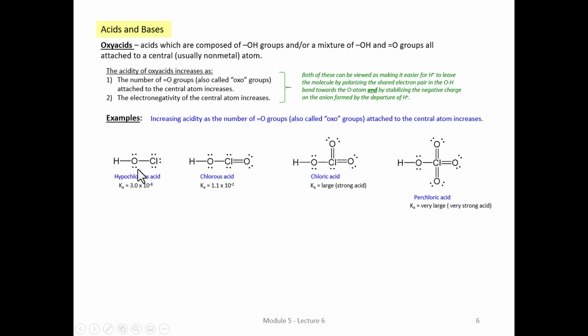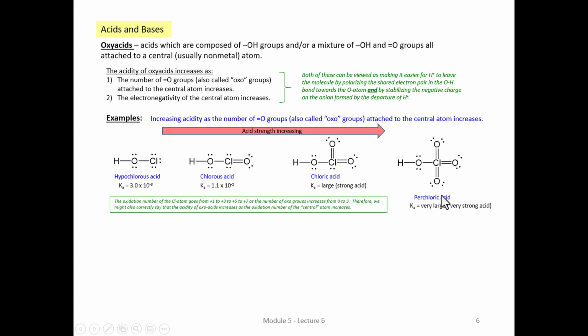So what's changing as we go through this series? Well, you can see the number of oxo groups is increasing. So hypochlorous acid has no oxo groups. Chlorous acid has 1, chloric acid has 2, and perchloric acid has 3. So the acid strength is increasing, going from left to right. And what's going on here, again, is that these oxo groups are pulling or polarizing the OH bond, pulling the electron pair closer to the oxygen, making it easier for hydrogen ion to leave.